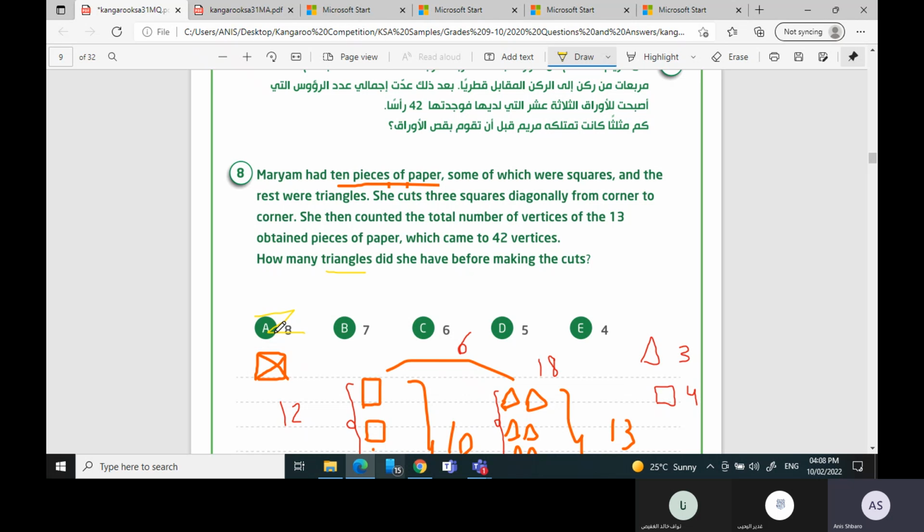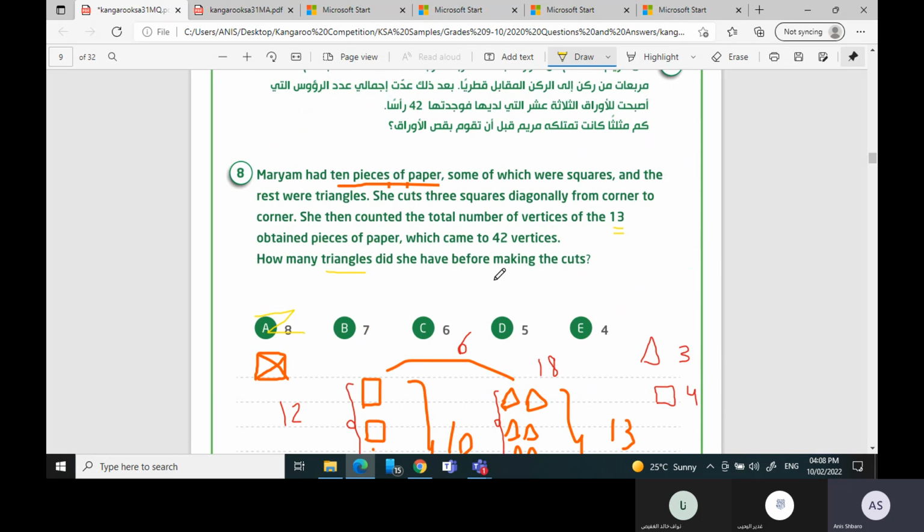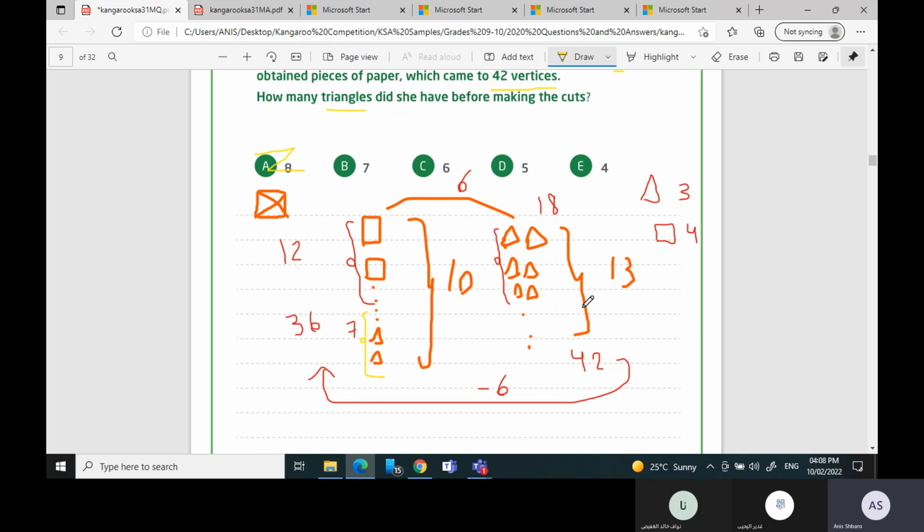Now for this move, we can see that, of course, I have 3 squares. I'm going to cut them. I'm going to obtain 6 triangles. So, of course, I have an increase of 3 papers. So, of course, we now have 13 shapes. And then Mariam counted the vertices of the obtained shapes, and she realized that the number is 42. Okay, so the question is simply how many triangles did she have before making the cuts?